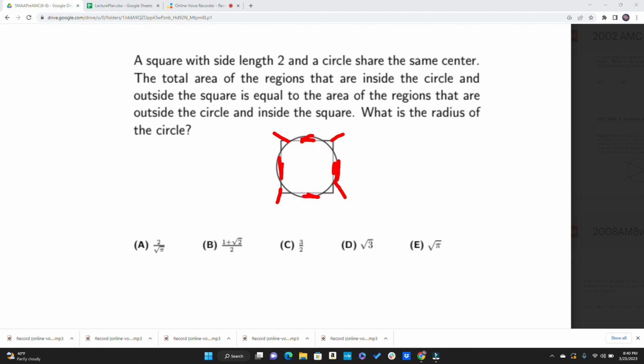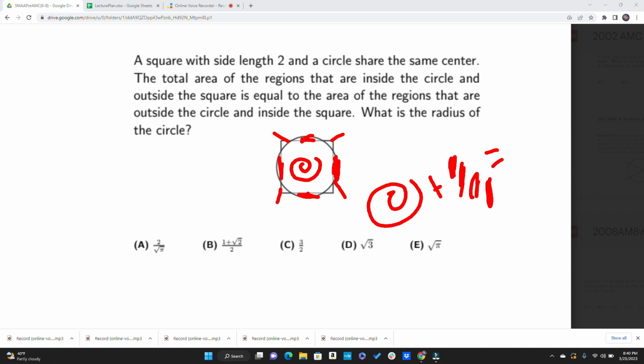Okay, let's look at the circle. The part here that's both circle and square, plus all those circle bits, is going to equal, let's look at our square, this inside plus all of the bits that come out. So the area of the square and the area of the circle are actually the same.